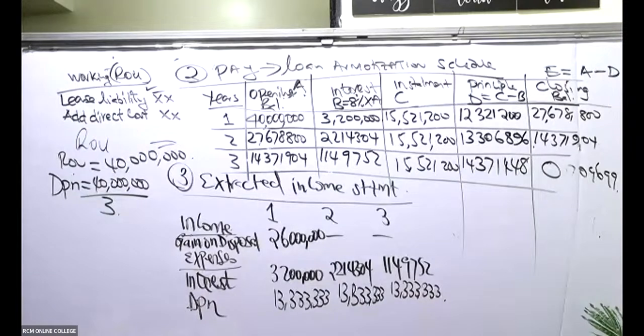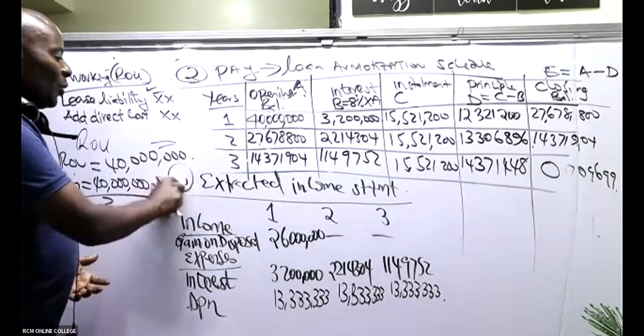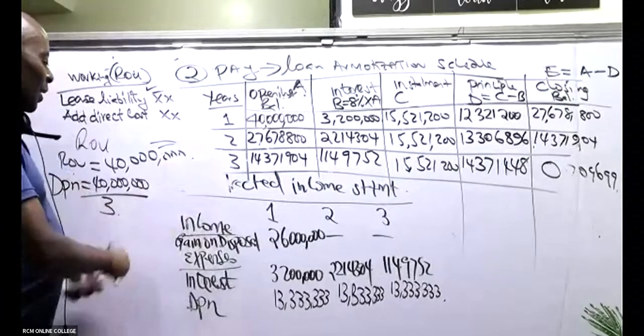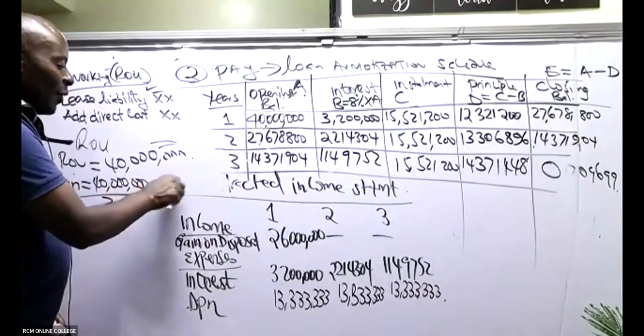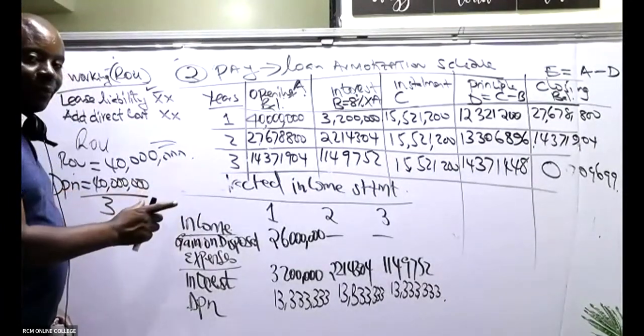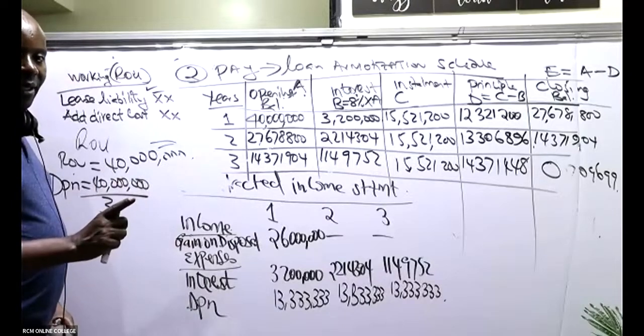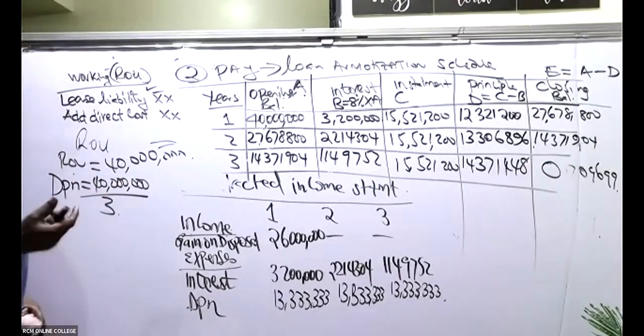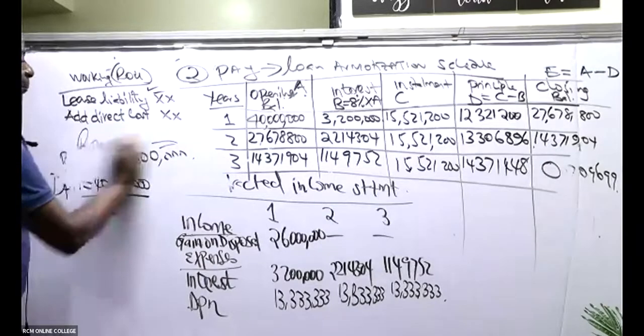A good question is being asked there: what if there was scrap value? Remember, if there was scrap value of, say, $1 million, what I would have done is take the initial cost minus that scrap value of $1 million, which gives 9 million, and then divide by 3. But in most cases, for these leases, there will be no scrap value. That's a very good question.